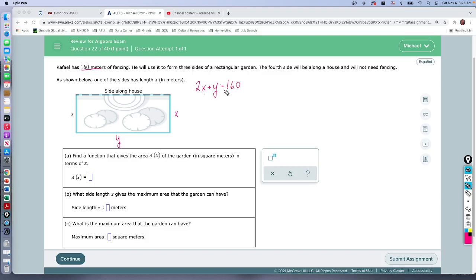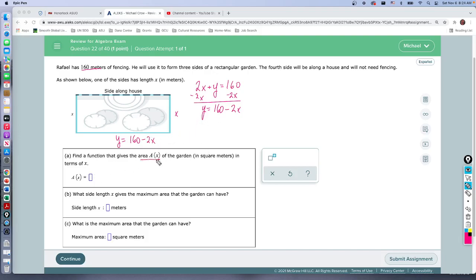So what we can do is figure out what y is in terms of x simply by subtracting 2x from both sides. It's going to give us that side y is actually 160 minus the 2x. And that makes sense. We use x and x here, and whatever's left over is 160 minus that. So we're going to put that as 160 minus 2x. Okay, so that's our setup.